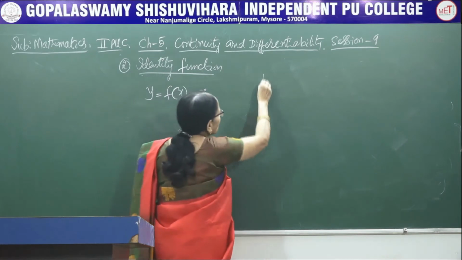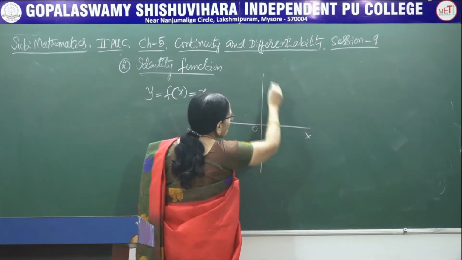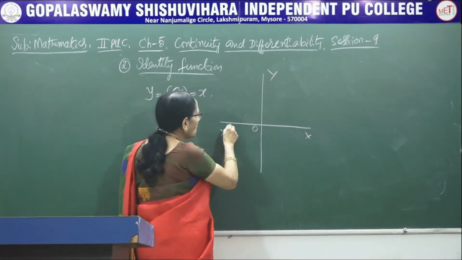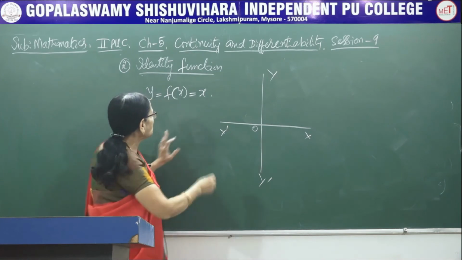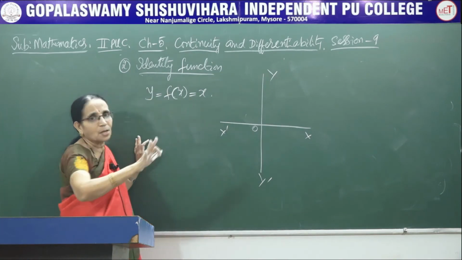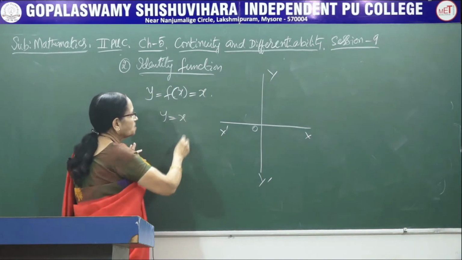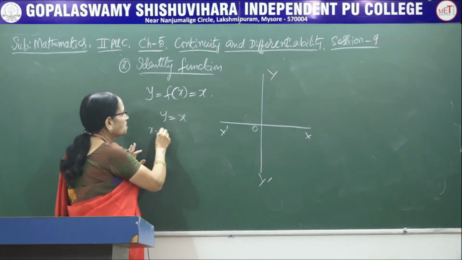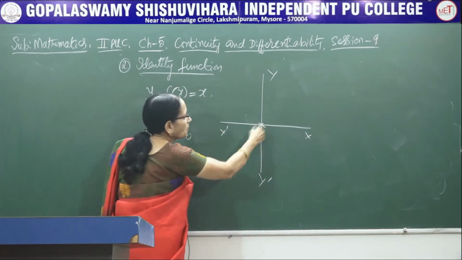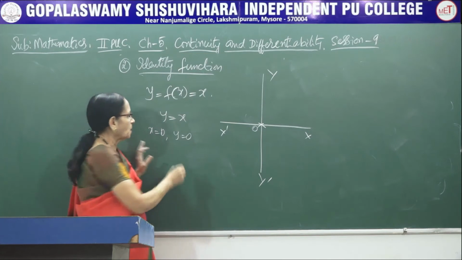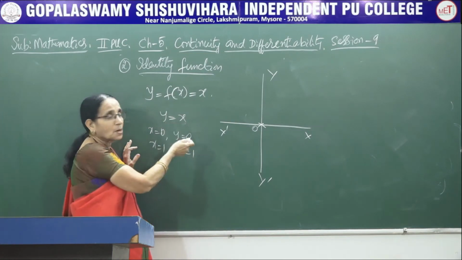Now, let me draw the graph of this one. Why I am drawing the graph is that it gives you an idea, or you will have a clear picture of why it is continuous. Now, it is defined for all the values of x, for all the real values of x. Now, y is equal to x, isn't it? Suppose I give x is equal to 0, y would be 0. So, this is 1 point, x is 0, y is 0. When x is equal to 1, y would be equal to 1 because x and y are equal.